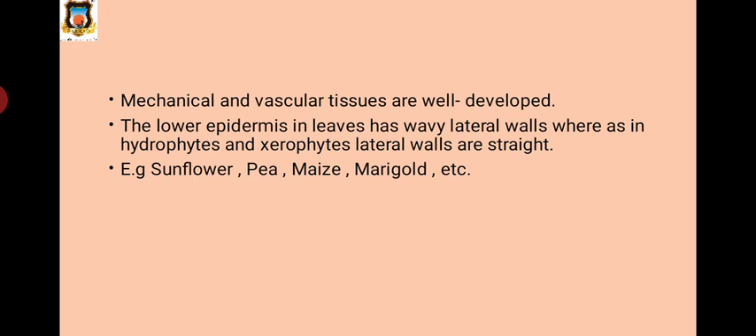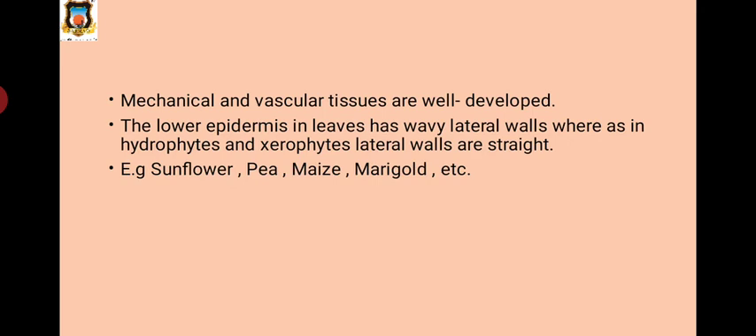So these are the ecological group of mesophytes. Let me revise the mesophytes again. Mesophytic plants are also called terrestrial plants, and some plants belonging to this mesophytic group are sunflower, pea plants, maize, marigolds, etc. This mesophytic group is intermediate between hydrophytes and xerophytes.